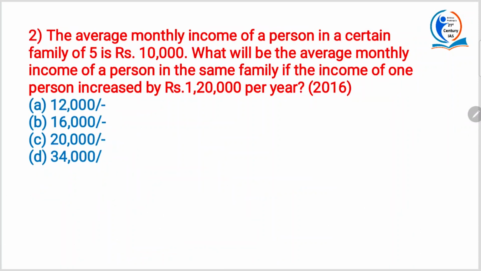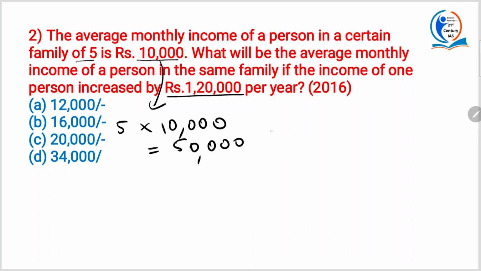Now, the average monthly income of a person in a certain family of 5 is rupees 10,000. What will be the average monthly income of a person in the same family if the income of one person is increased by rupees 1,20,000 per year? Now here average monthly income is 10,000 rupees and there are 5 members. So what will be the total salary of that particular family? It will be 5 into 10,000 rupees. That is 50,000 rupees is the total income of the family per month.